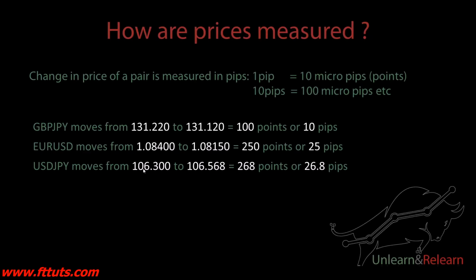In the same way, when we're talking about USD/JPY, let's say that we had price at 106.300 and someone, let's say, Mr. Hashir, had a buy order at 106.300 and price moved to 106.568. When you subtract these two prices, you're going to get 268 points or 268 micropips, which is going to be 26.8 pips, right? So we're always measuring price in terms of pips, because when we calculate pips in lots, we're going to get our dollar outcome, which we're going to talk about later on.